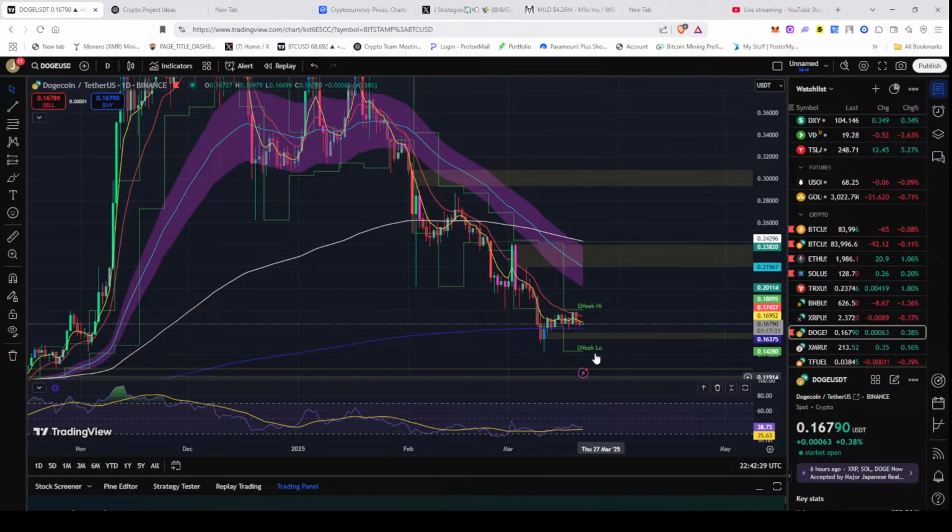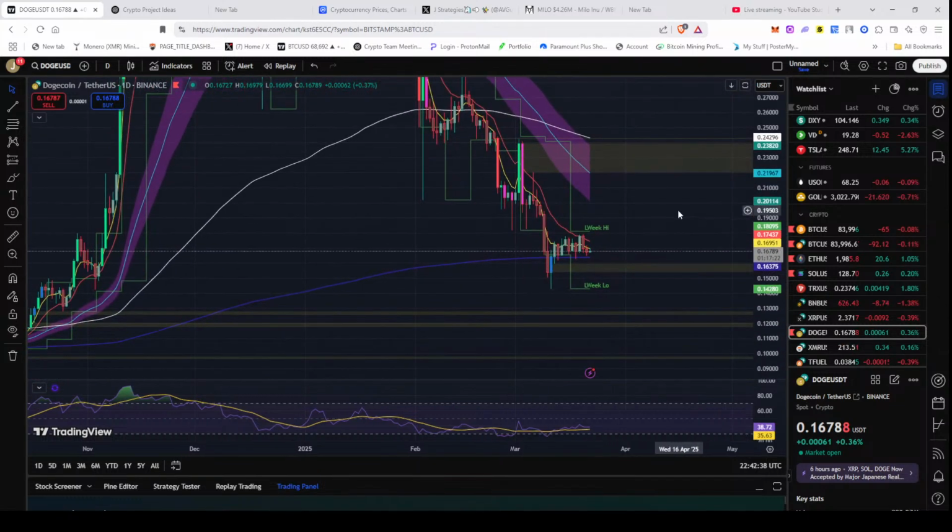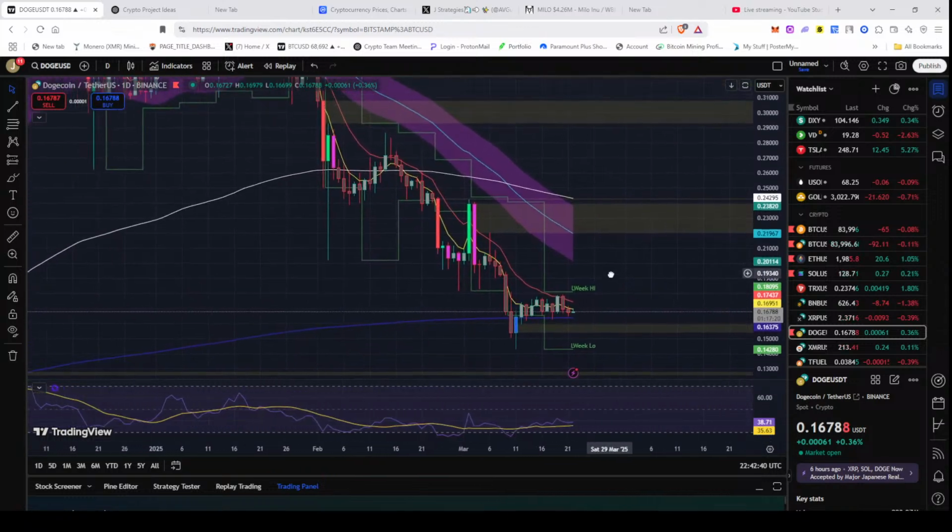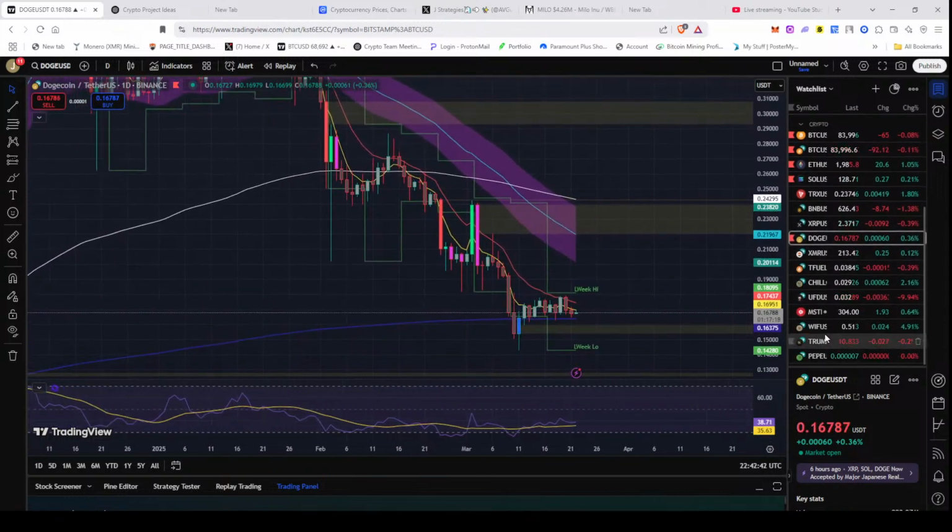So basically, my first buy zone is here. Now, if we end up wicking below that, then that would be my second buy zone. This is just something that I pay attention to in the markets.